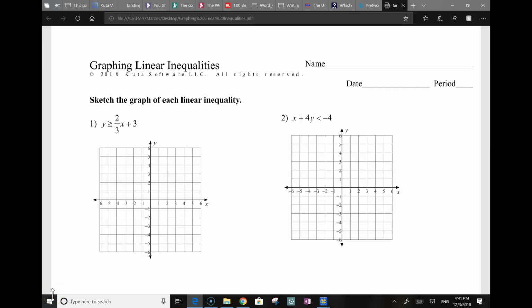Hi everybody. In this video I'm going to talk about how to graph linear inequalities, which in very many ways mimics the same principles as graphing linear equations.